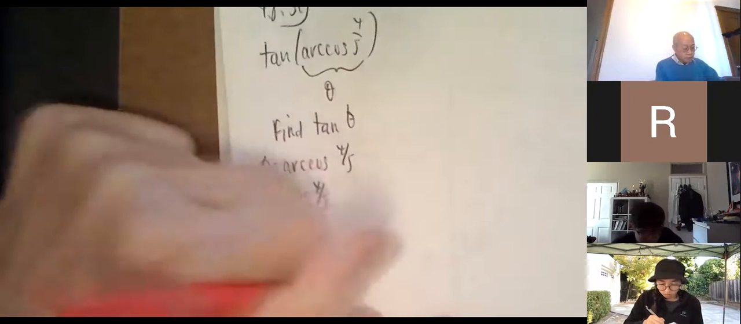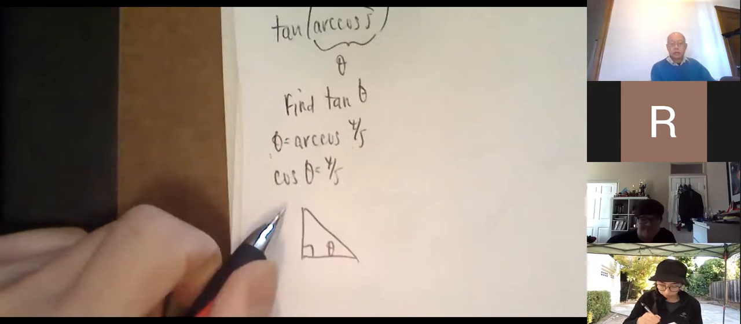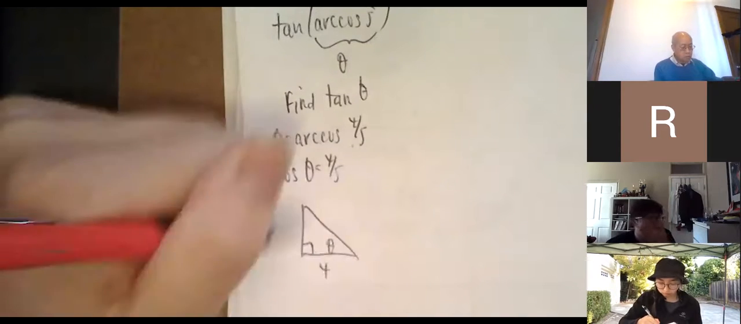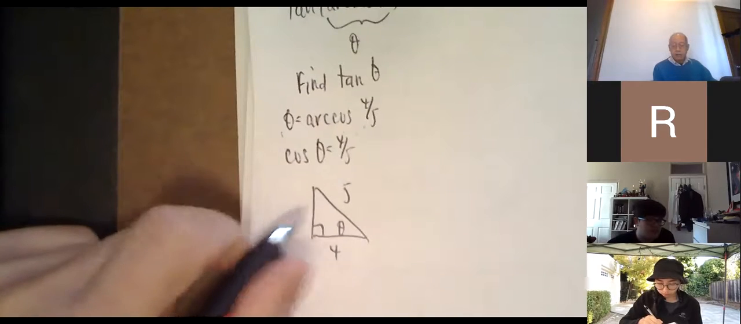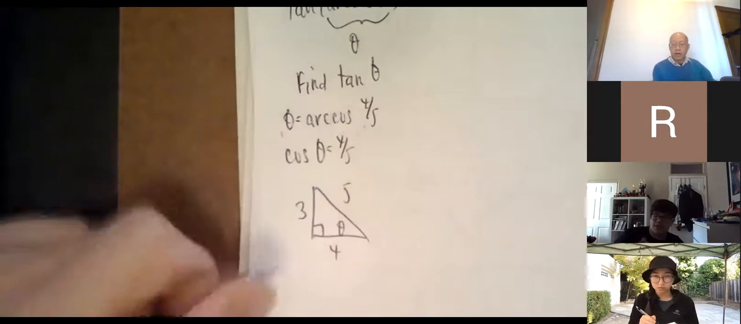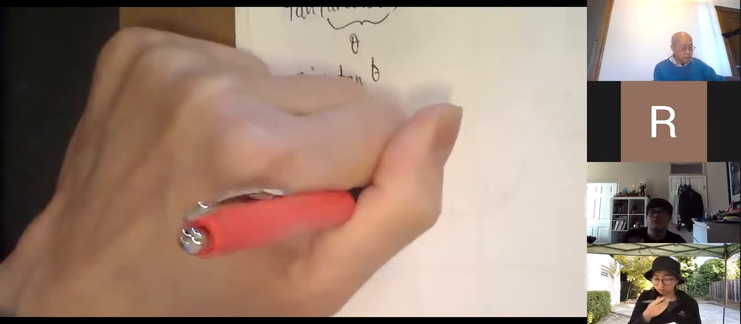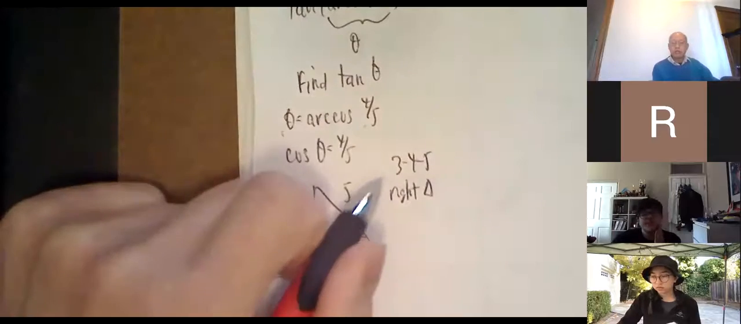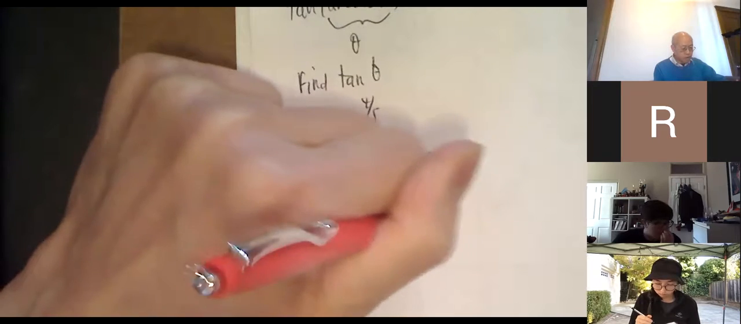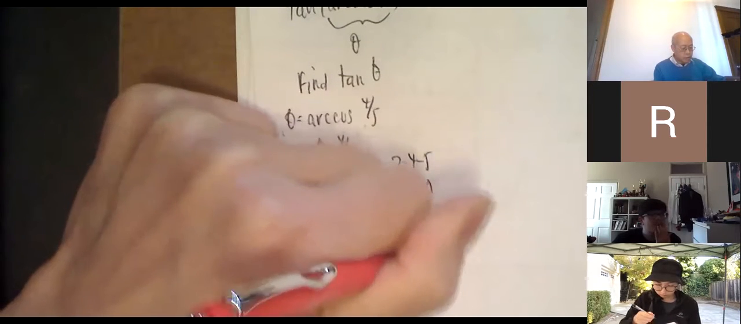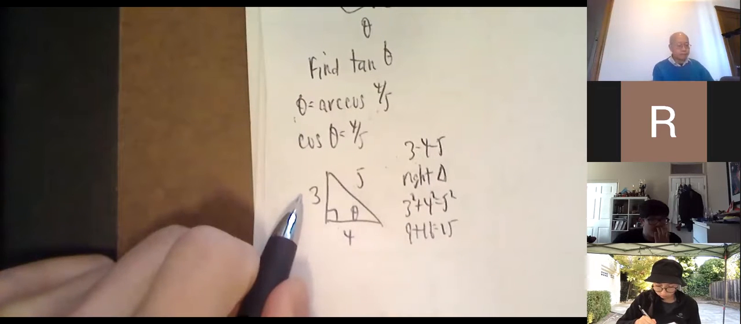So draw my triangle. SOHCAHTOA. Cosine is adjacent over hypotenuse. You should recognize this famous triangle, 3, 4, 5, right? You guys know the 3, 4, 5 triangle? 3, 4, 5 is always a right triangle. 3 squared plus 4 squared equals 5 squared. 9 plus 16 equals 25. So if I see a right triangle and I see a 4 and a hypotenuse of 5, automatically this is 3.